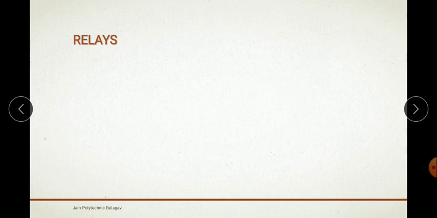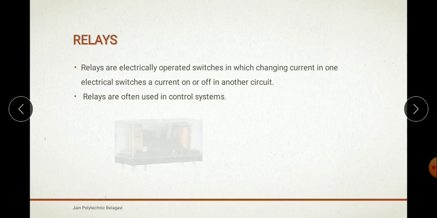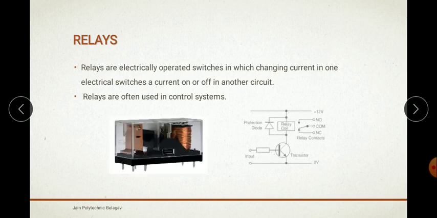So it changes the current from one electrical switch to the other. Here you can see the diagram which is related to the relay. This is basically the main object with the relays. You can see that clearly.